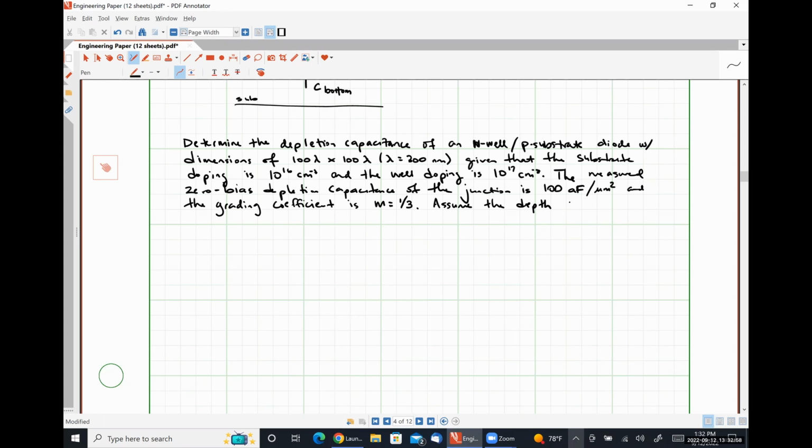Assume the depth of the well is 3 micron and, nope, I don't specify it, so I just find the junction capacitance as a function of the diode voltage. So let's just leave it at that then. Okay, sorry.